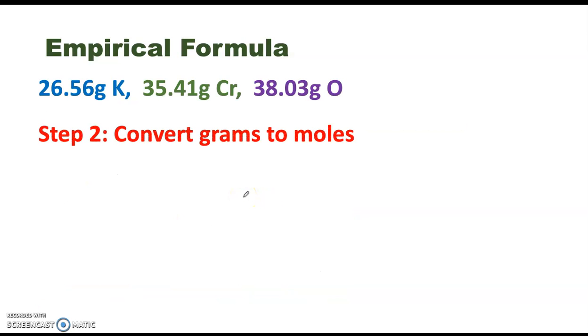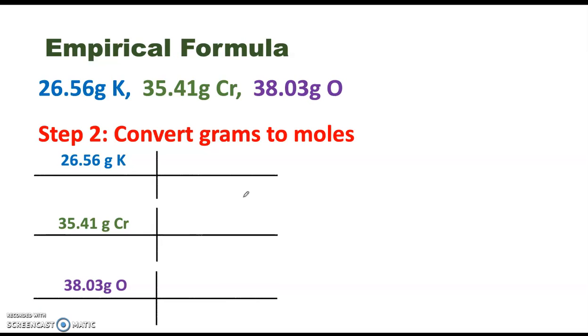Step number 2, convert the grams to moles. So you take each of these gram numbers and convert them to moles. What you're going to do is start a ladder with each of those numbers. You just take each of those grams, set up a ladder. Now we'll solve the mole conversion here.